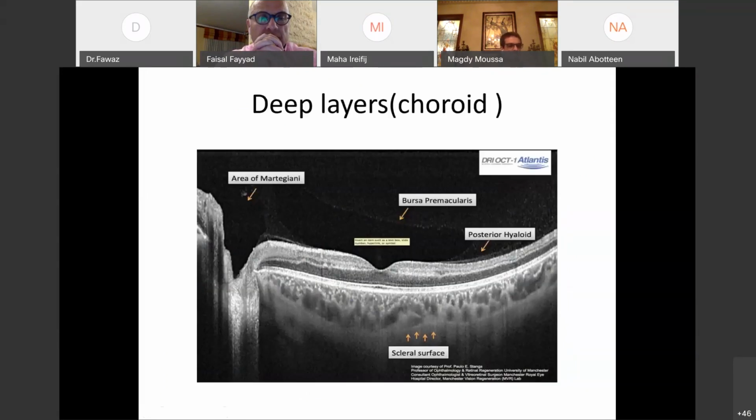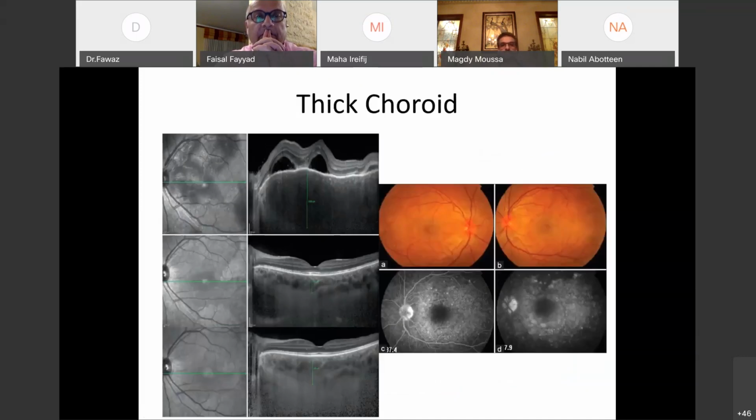Now we will go to the deeper layers, and these deeper layers were only accessible after the invention of the swept-source OCT. When we say deep layers, we mean the choroid. One of the very good examples of the use of OCT in choroidal disease is Harada disease. In cases of posterior uveitis with choroiditis, like in Harada disease, we get an increase in the thickness of the choroid, like in this case.